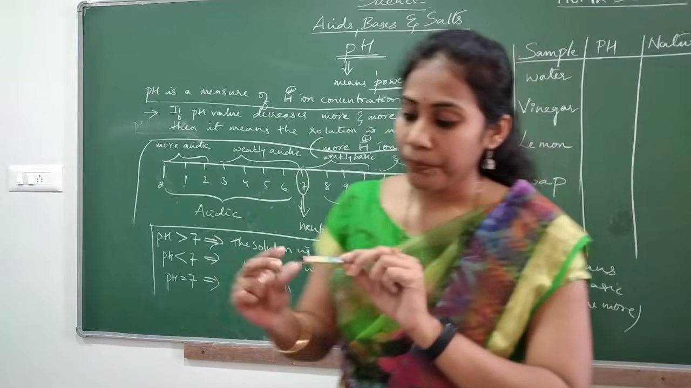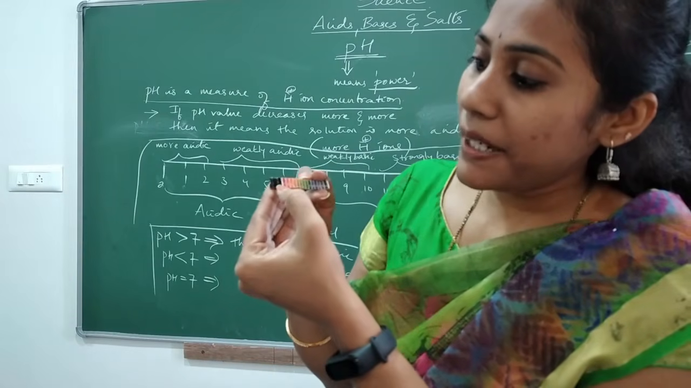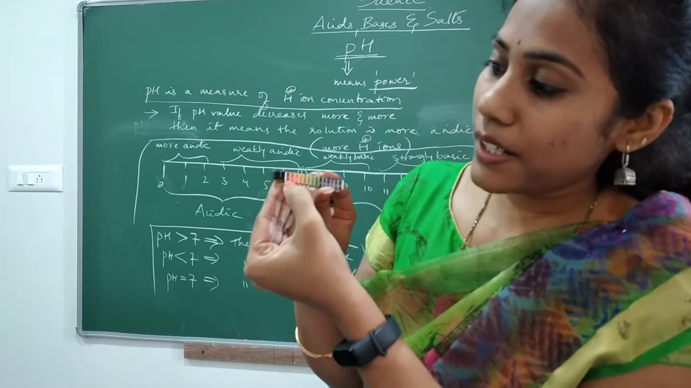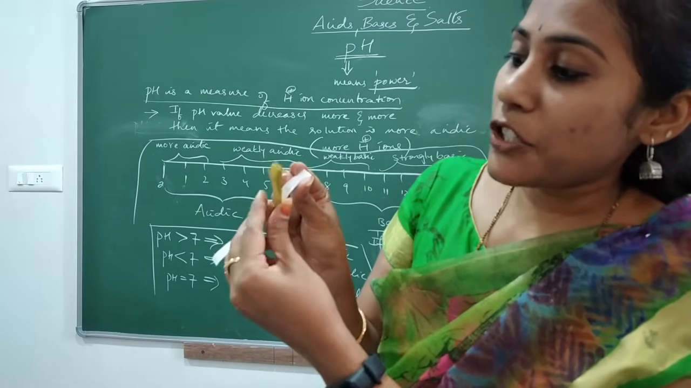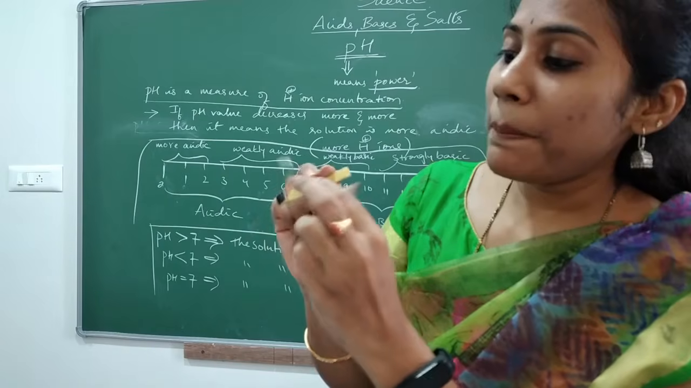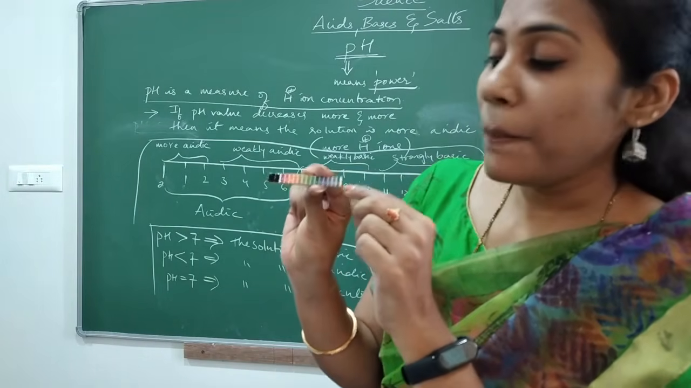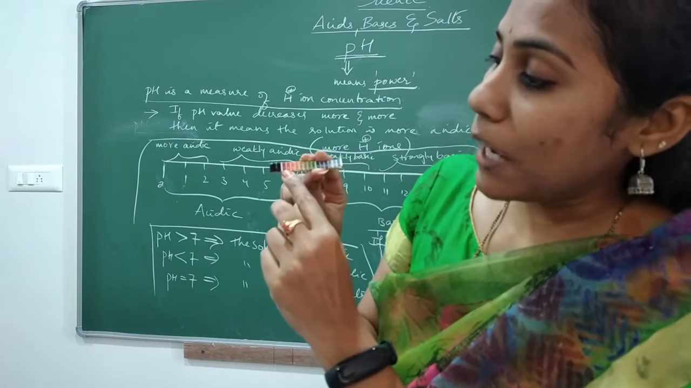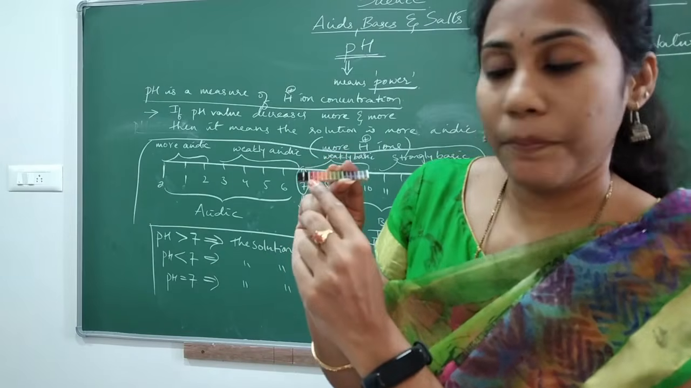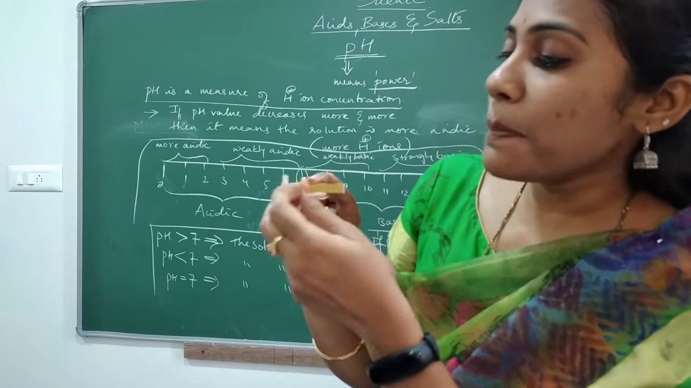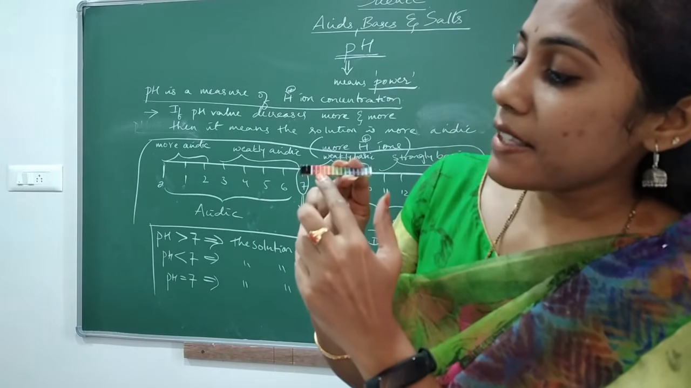See, with the help of these colors, say for example, if the pH is 1, you see that brown color. These are actually pH papers. These pH papers, we will dip in a solution. And if the color of the pH paper changes to brown, then it means that the solution's pH value is 1. Okay. If the color of this pH paper turns red, then it means the pH value is 2.